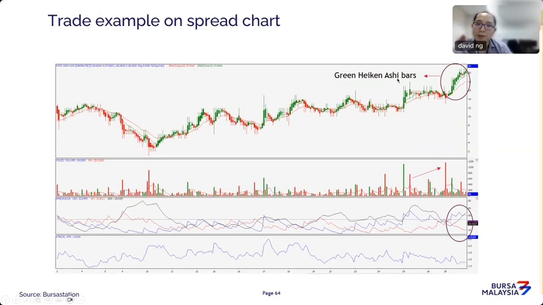So this is an example of trading a spread chart. Here you can see green Heiken Ashi bars. One good thing is also looking at volume. If you look at the uptrend and the volume is sustained by heavy volume, it tells you the uptrend has momentum, has strength. If an uptrend isn't sustained by volume, that tells you the uptrend is going to be weak. You need volume as a sign of confirmation that people are participating in the uptrend rally.